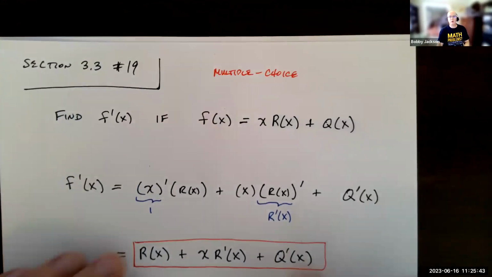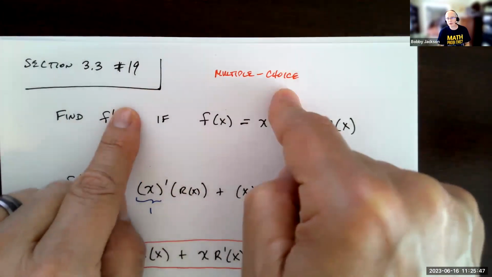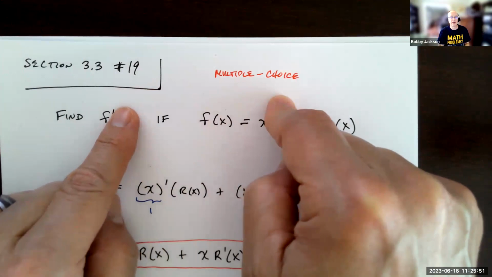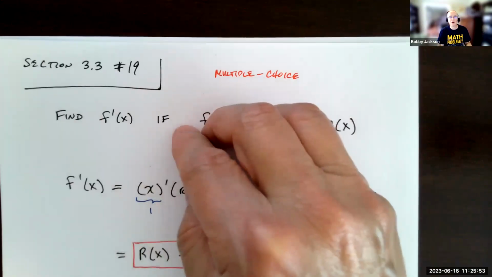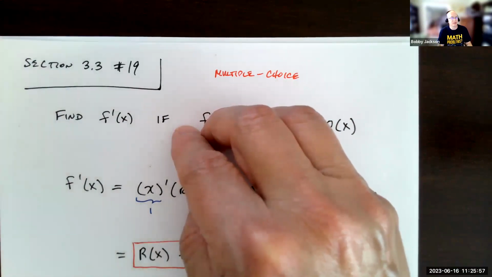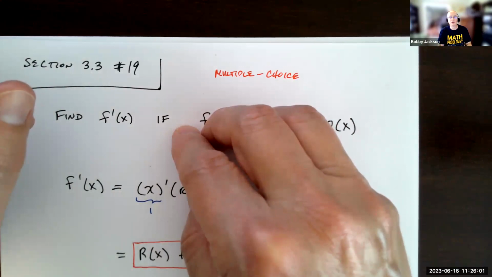Hey everyone, real quick one, number 19 in section 3.3. This is actually a multiple choice problem. So again, on the multiple choice questions on Achieve, I hope you're not just picking one, checking your answer, and then picking another one until you get the right one. You can do it that way, you get credit for it, but that's not real helpful. Make sure you understand what's going on.